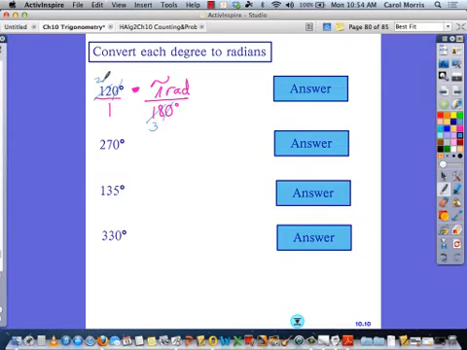So right now it looks like we have left 2/3 pi radians. You could also write it as 2 pi over 3. They're exactly the same thing. Okay, they're equivalent. So pick another one out here and turn these degrees into radians.